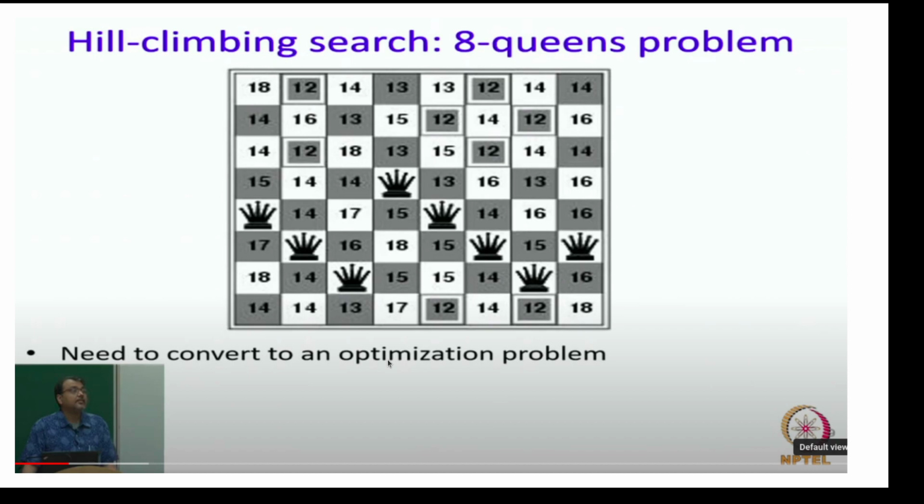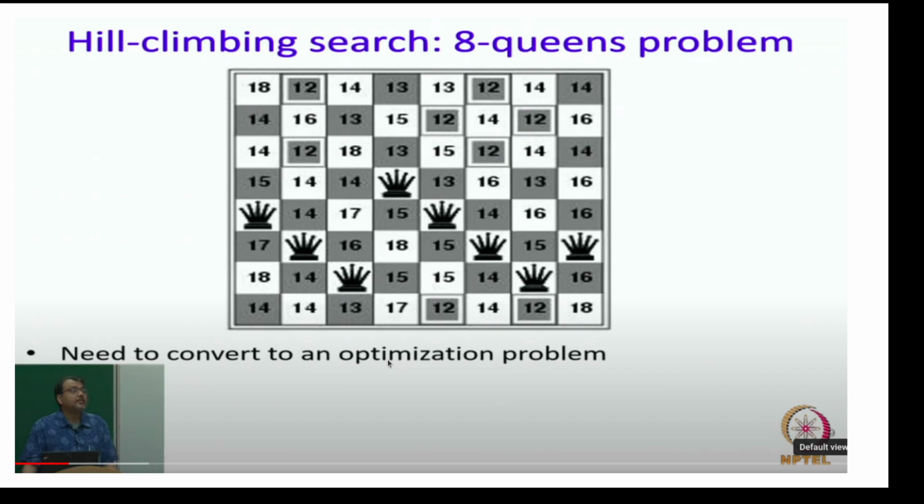Hill climbing search. Hill climbing search is a kind of local search algorithm, and we'll discuss how hill climbing search works for the 8 queens problem. The 8 queens problem is a very famous problem that we already discussed. What is the task? A chessboard will be given and 8 queens will be given. The task is to arrange those 8 queens so that they shouldn't attack each other. This is the problem statement.